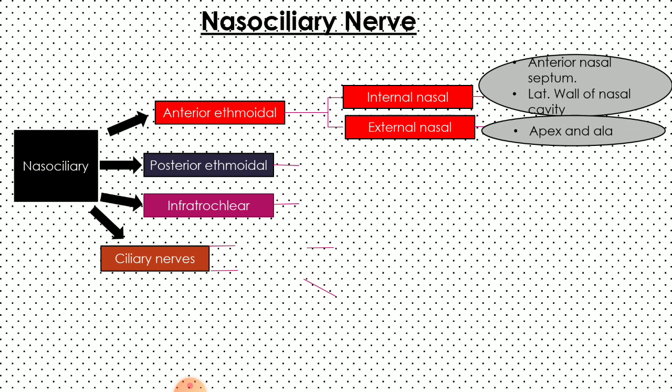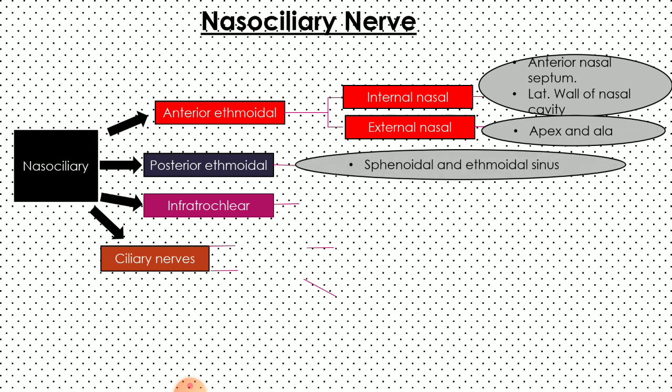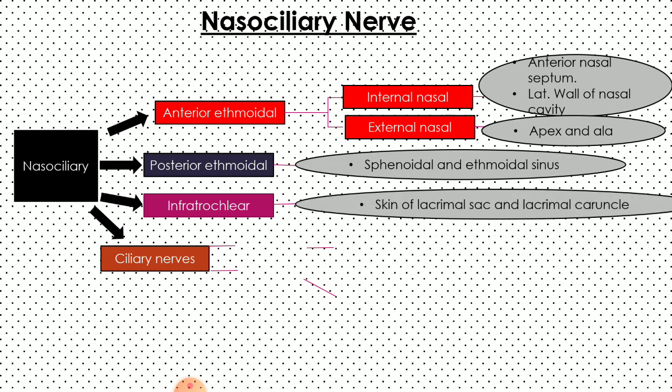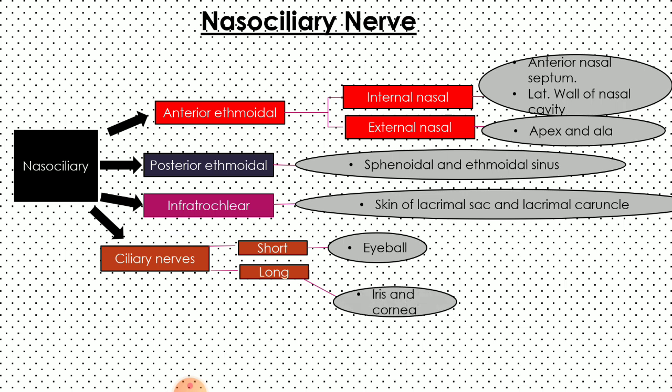The posterior ethmoidal usually supplies the sphenoidal and ethmoidal air sinuses. The infratrochlear usually supplies the skin of the lacrimal sac and lacrimal caruncle. Now the ciliary nerves get further divided into short and long ciliary nerves, where the short ciliary nerves supply the eyeball, whereas the long ciliary nerves supply the iris and cornea.